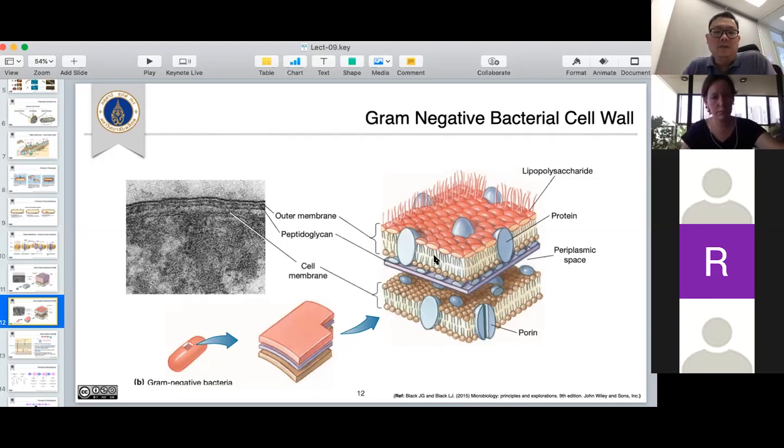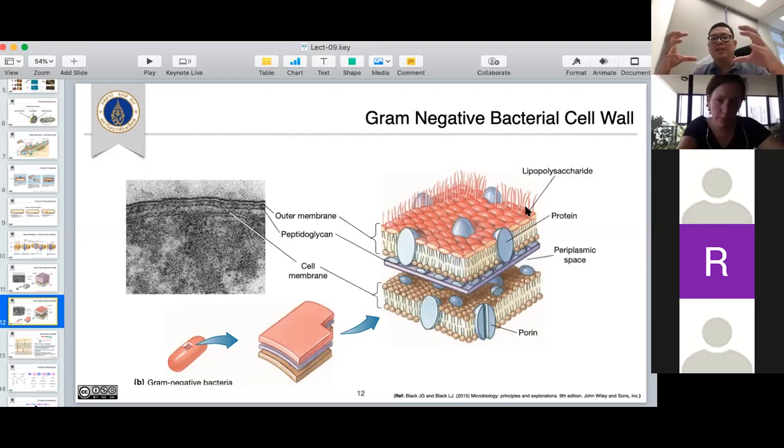Okay, so the outer membrane of gram-negative contains lipopolysaccharide. Okay, this part, lipopolysaccharide. This is very important.